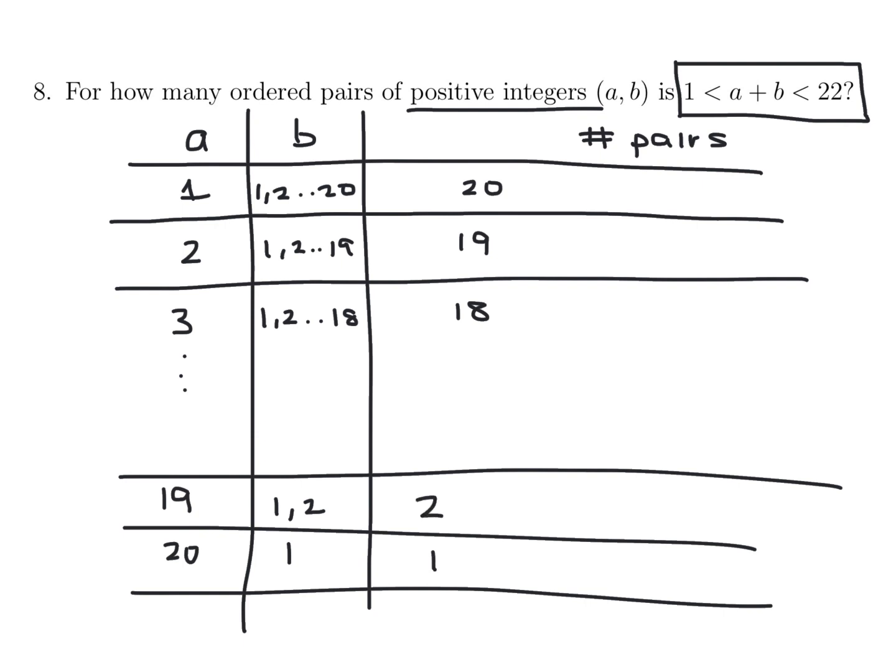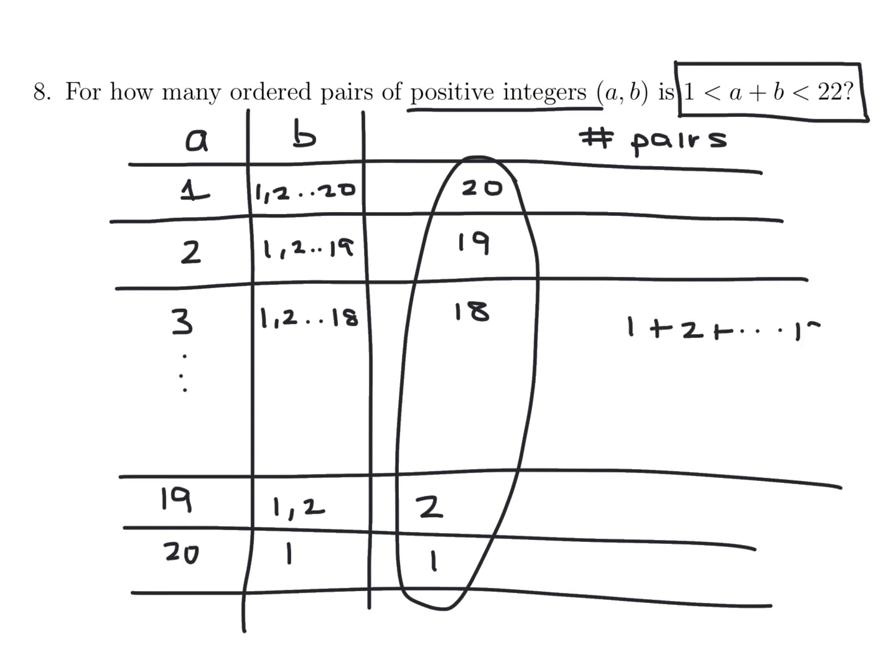To get the total number of pairs, I'm basically adding up those numbers, which is 1 plus 2 all the way to 19 plus 20. And you know how to do that, right? 20 times 21 over 2, and that's 210. So 210 pairs satisfy that inequality.